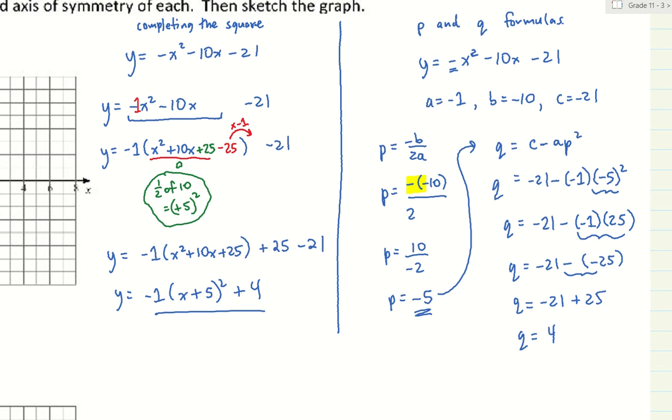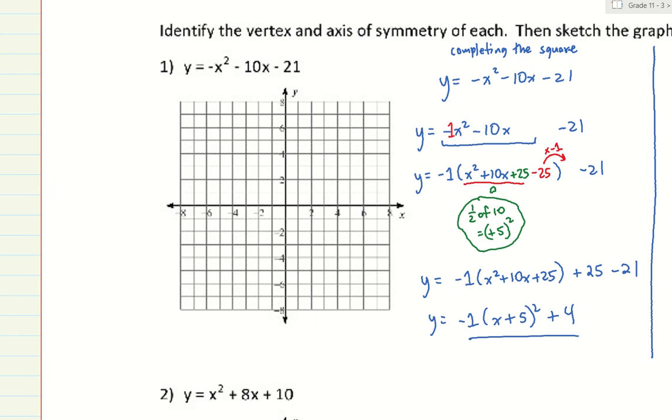All right, so let's say we were just working with the P and Q formulas, we'd have to put it into vertex form. So y is equal to a, which is just whatever a has always been, so -1, times x minus p. Well, x minus -5 is going to make it x plus 5 squared, plus 4. So we end up with the same vertex and direction of opening and everything in both ways. You guys just kind of have to choose the way that you like.